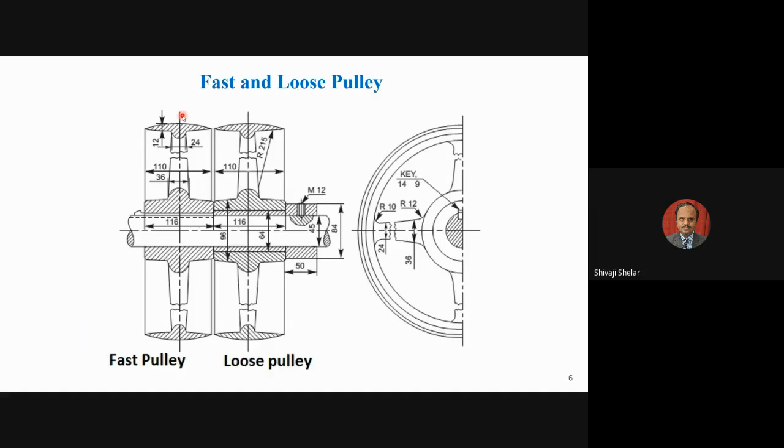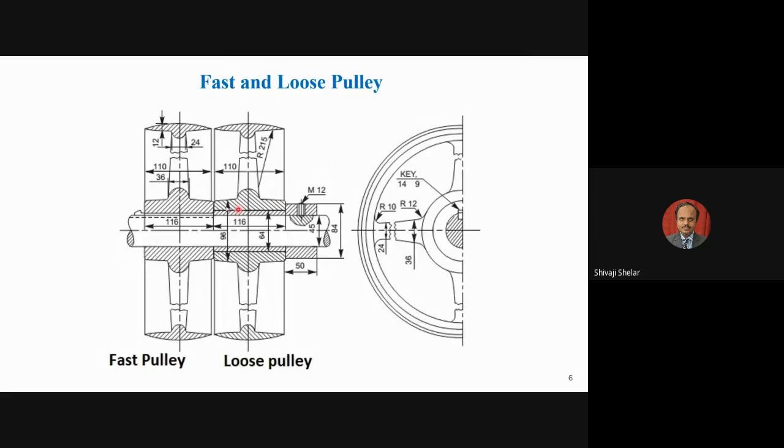So there will be a belt shifter mechanism. You can shift the belt from fast pulley to loose pulley and vice versa. That will facilitate stopping your machine without shutting down the engine. You can even maintain the belt, if it needs to be properly tensioned, and once the tension is adjusted, you can use it. So this is a very important concept called fast and loose pulley.